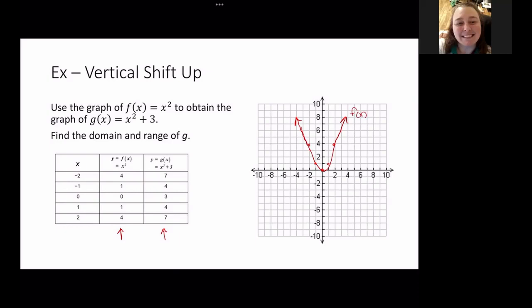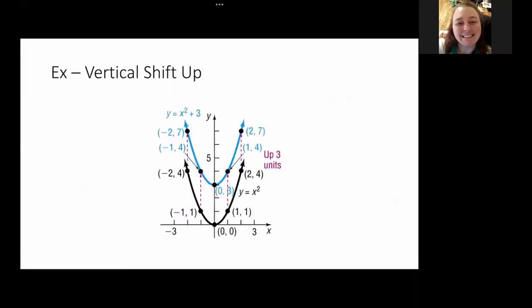Now, let's go ahead and take a minute and graph our g of x. So we've got (-2, 7), (-1, 4), (0, 3), (1, 4), and (2, 7). So here is my graph of g of x. Let me put on my nice graph that looks way better than mine.